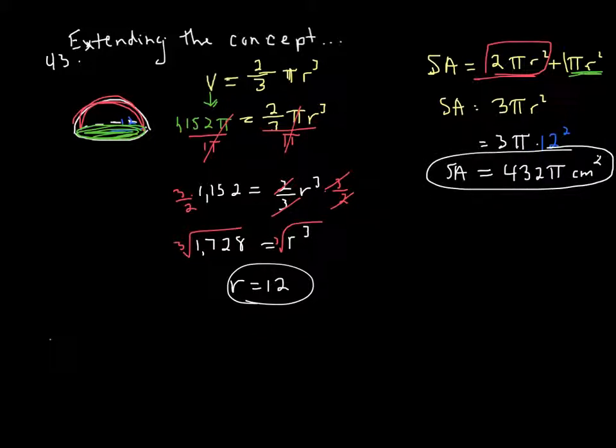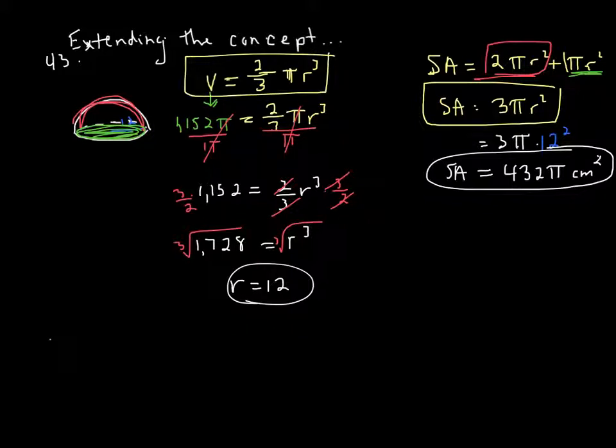Again, that was problem 43. Use this formula that we just came up with when you get to the next problem. I believe you're going to need a surface area formula for a hemisphere. So we now derived really the volume and surface area formulas for the hemisphere. Hope that helps. Good luck working through the rest of those problems.